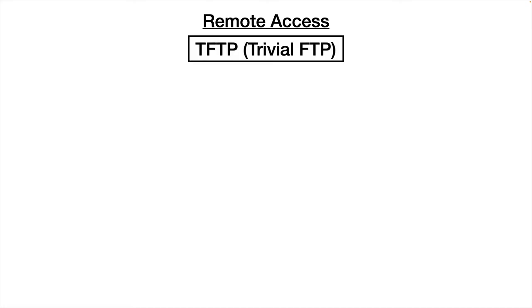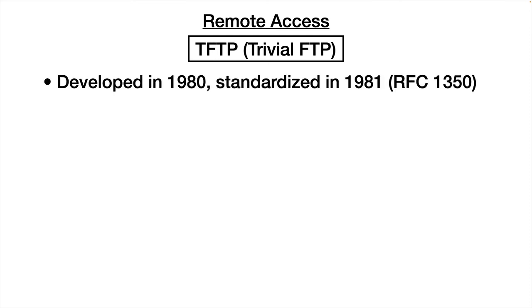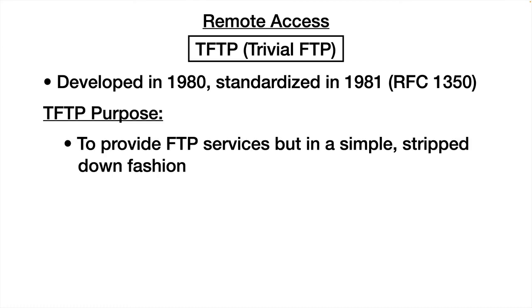There's another variation of FTP called TFTP or Trivial FTP. This was developed in 1980, however it was not standardized until 1981. And that standardization is in the Request for Comments number 1350. And the purpose of Trivial FTP is to provide FTP services, but in a simple, stripped down fashion.